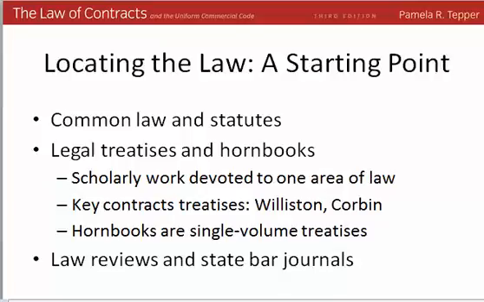Finally, law schools and state bars publish journals. They're scholarly journals from law schools known as law review journals. State bar journals both provide research papers on specific issues. They're written by law students, attorneys, and professors. They're not as detailed as hornbooks, but they can help you in very specific areas.